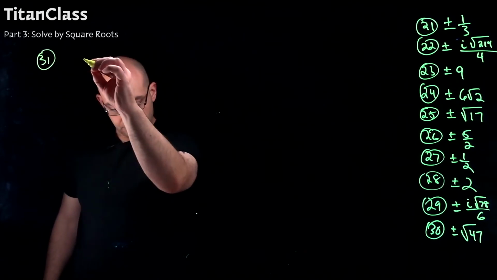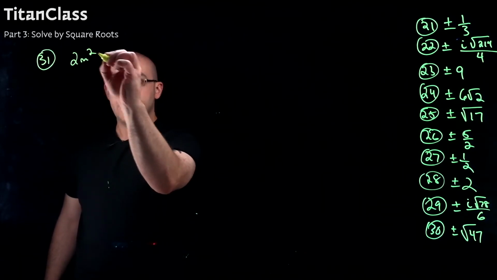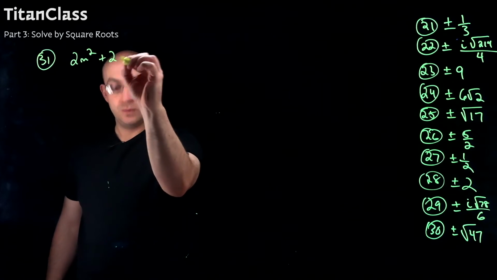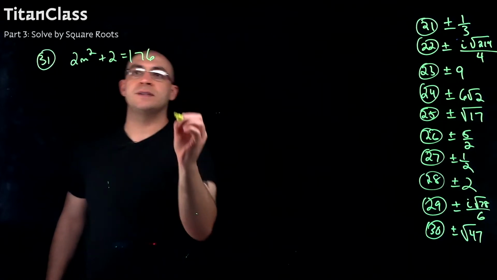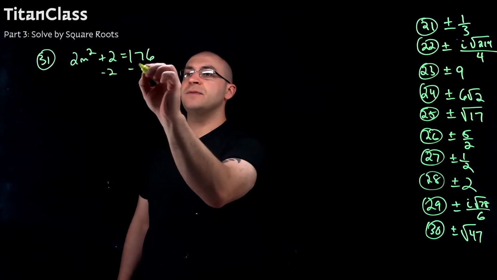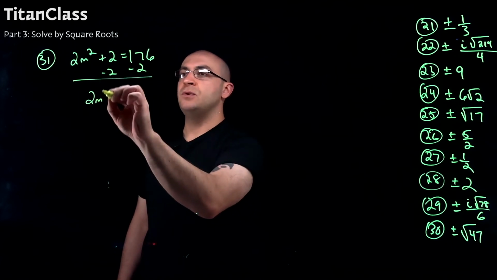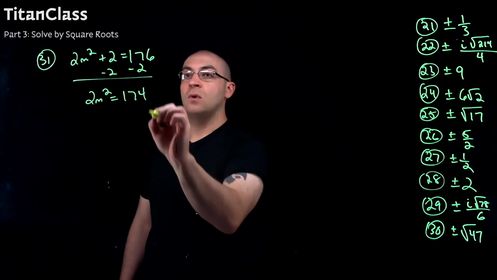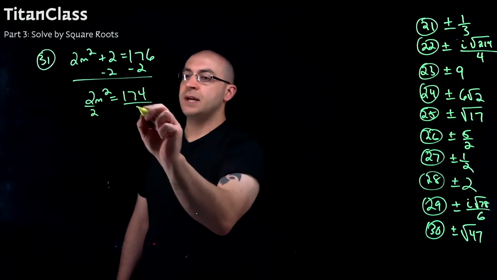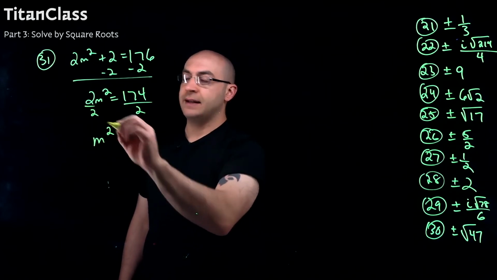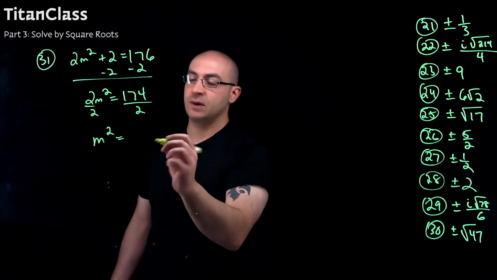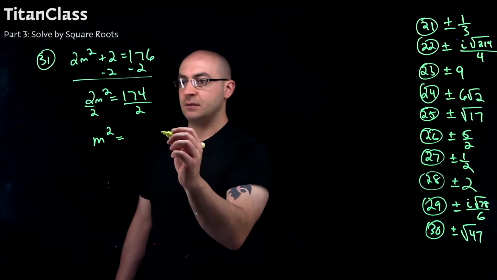31. 2m squared plus 2 equals 176. All right, we're going to subtract 2 on both sides first. I'm left with 2m squared equals 174. We're going to divide by 2 on both sides to make this 174 a lot smaller. And again, 2 is not a perfect square, so I don't want to take the square root first.